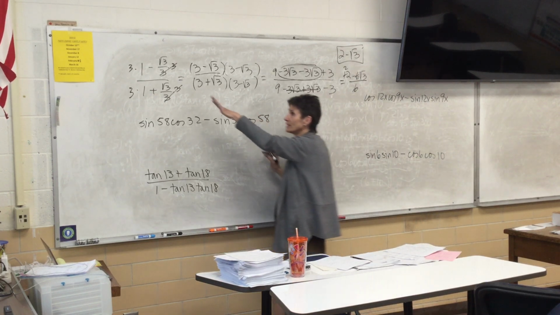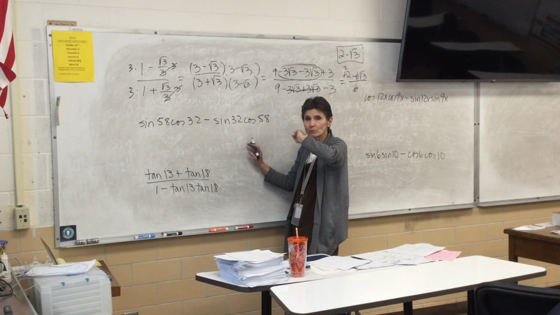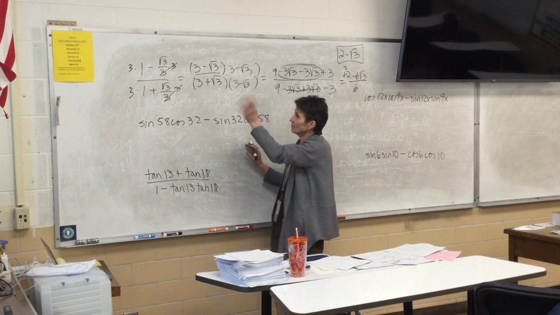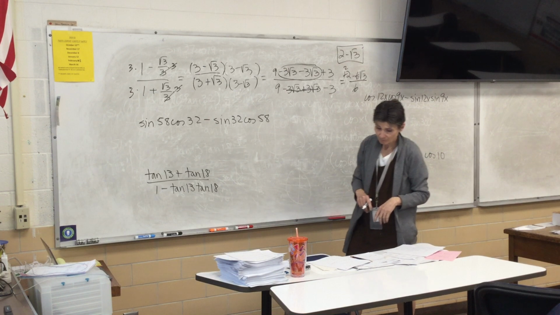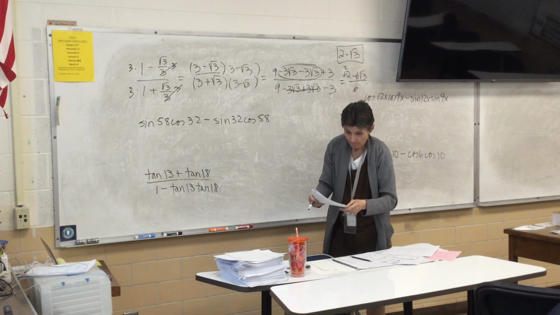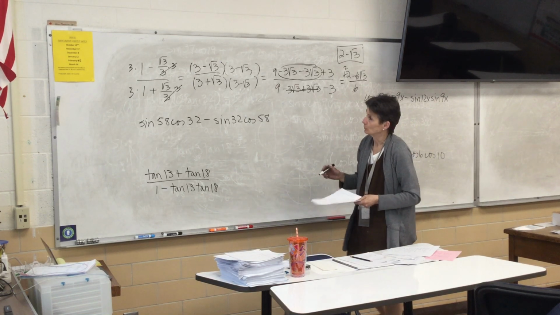So the trigonometry ended here. As soon as you plugged in your values for the tangent, the trigonometry ended. All this stuff here is just arithmetic. Okay, so that took care of the tangent of 195. All right, so now we're on part 2.